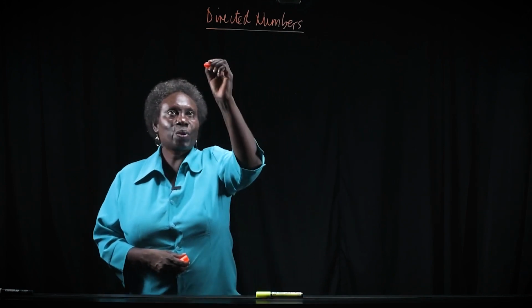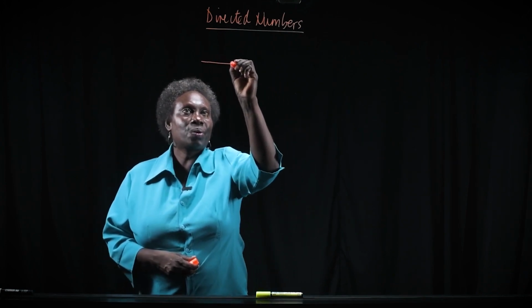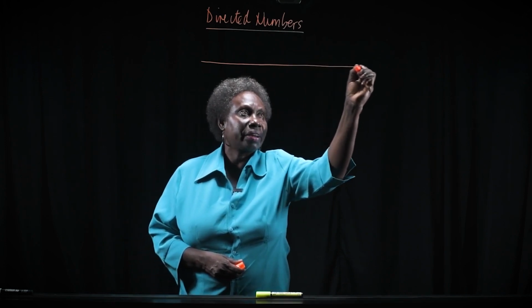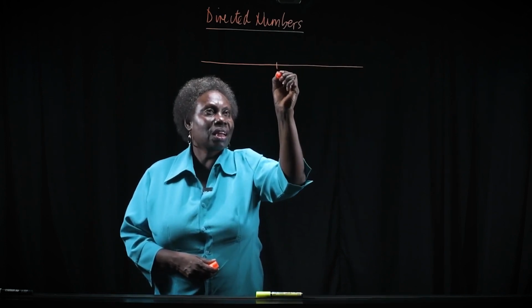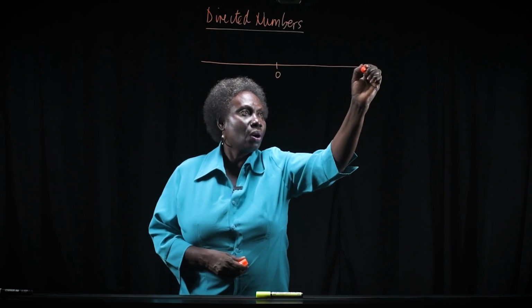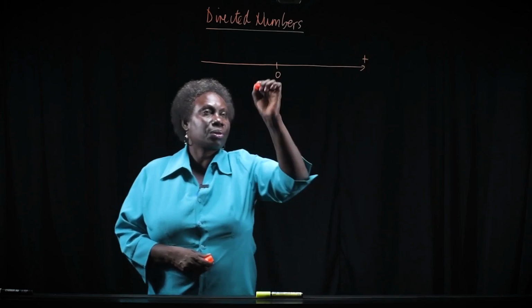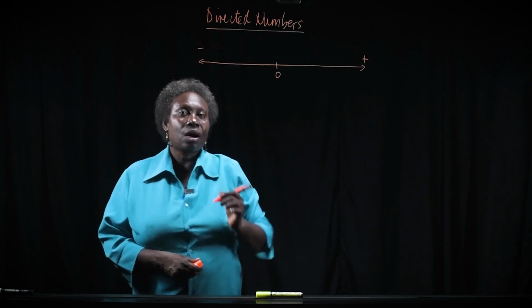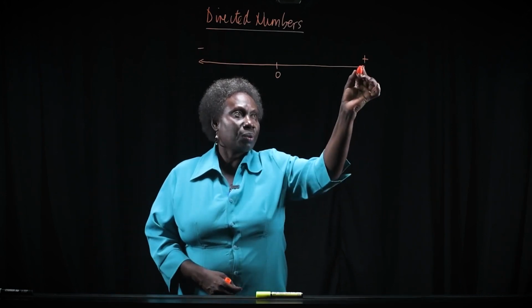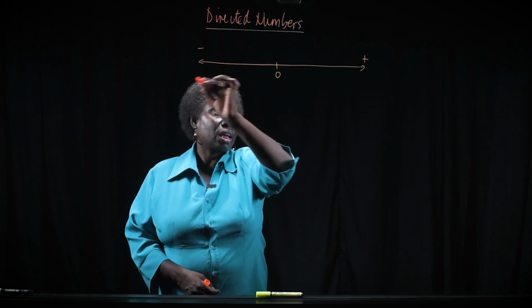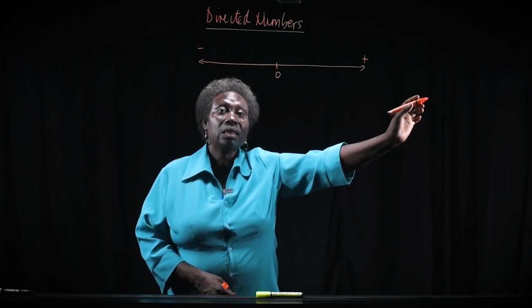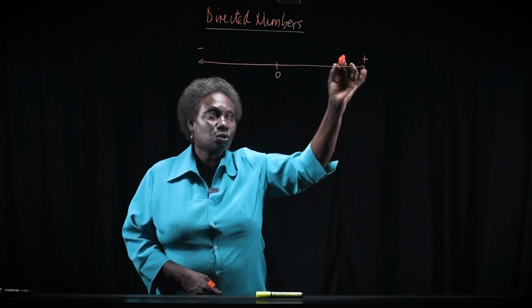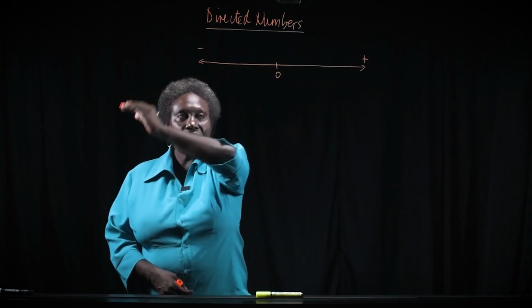Now, I can illustrate that using a horizontal number line. We start from 0. To the right of 0 are all the positive numbers. To the left of 0 are all the negative numbers. This number line is indicated by zeros because the numbers go to infinity. They continue on and on to the right and also to the left.